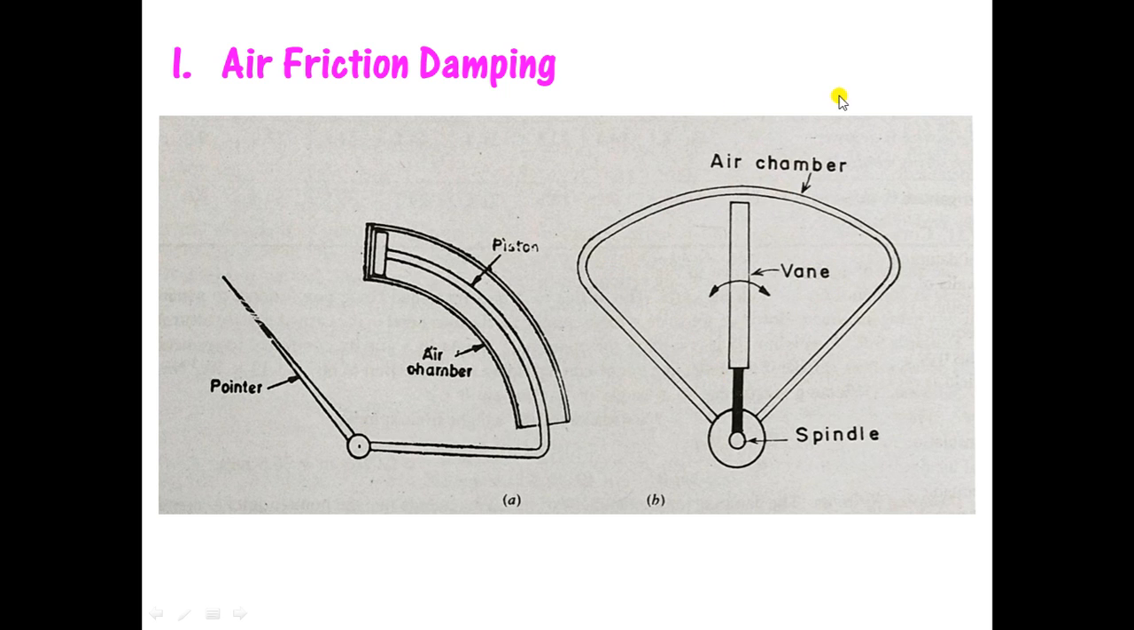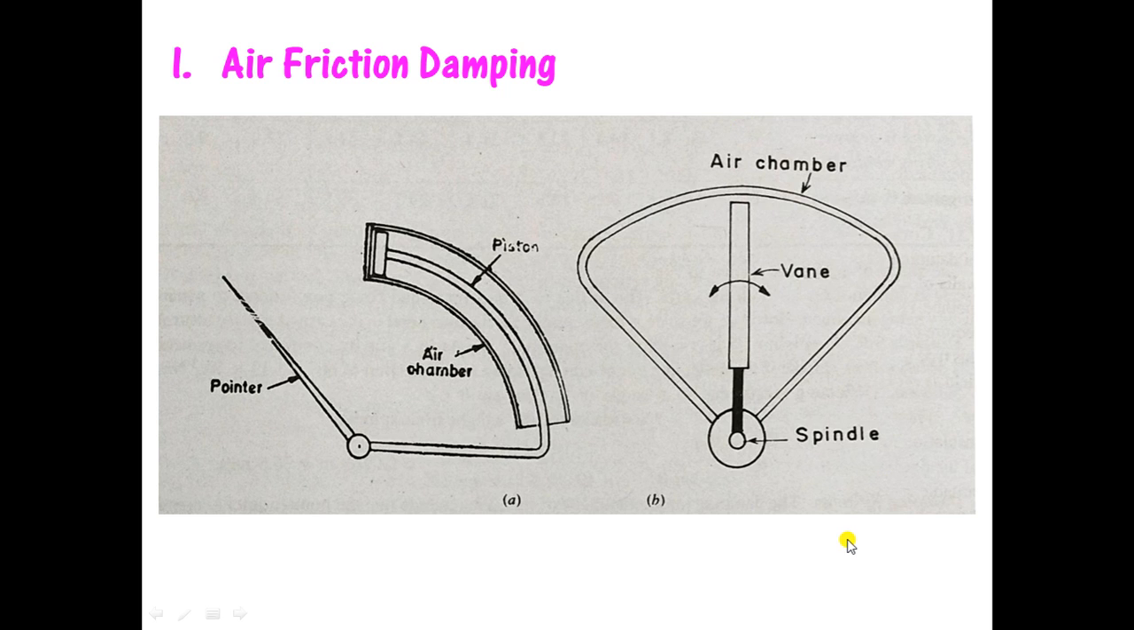As the pointer deflects or moves, the vane also moves because both of them are connected to each other. And as the vane is moving, air friction is produced because of the increased air pressure inside the air chamber, which will oppose the movement of this vane. As the vane is brought to rest, automatically the pointer connected to the vane is also brought to rest faster. So this is how air friction damping works.